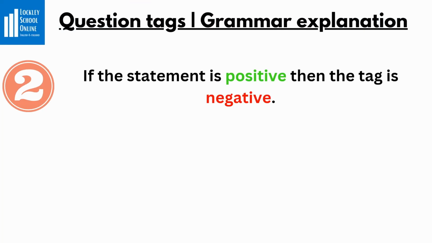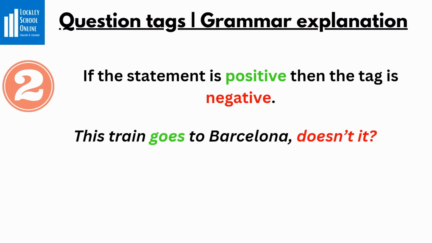If the statement is positive, then the tag will be negative. This train goes to Barcelona, doesn't it? The goes is positive, so the tag is negative. You can swim, can't you? The can is positive, so the tag is negative.